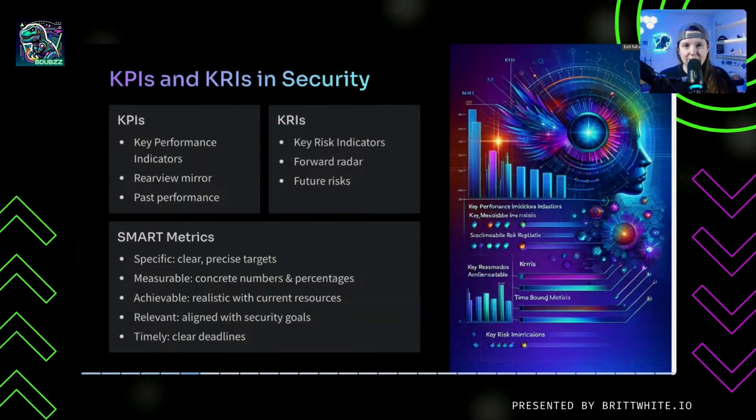For relevant, every metric must align with our security goals and business needs. If it doesn't support our security strategy, then why even measure it? And finally, timely. Every goal needs a deadline. Without clear timeframes, projects will just drift endlessly and never get done. We need to know when we plan to achieve these targets.